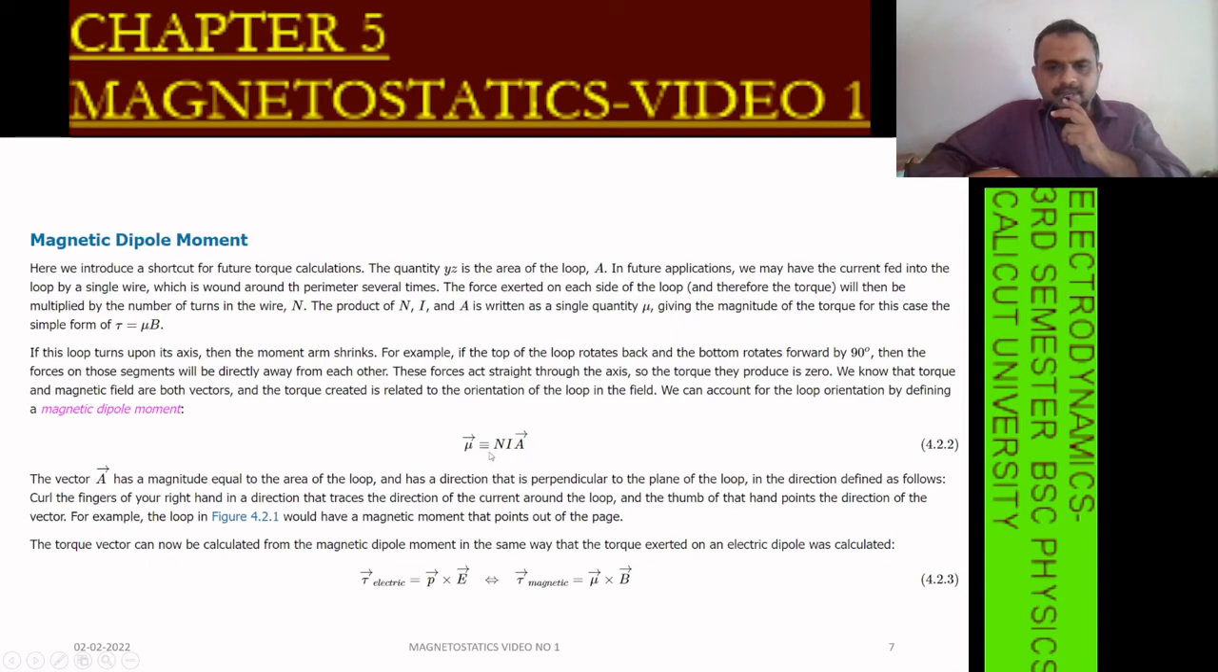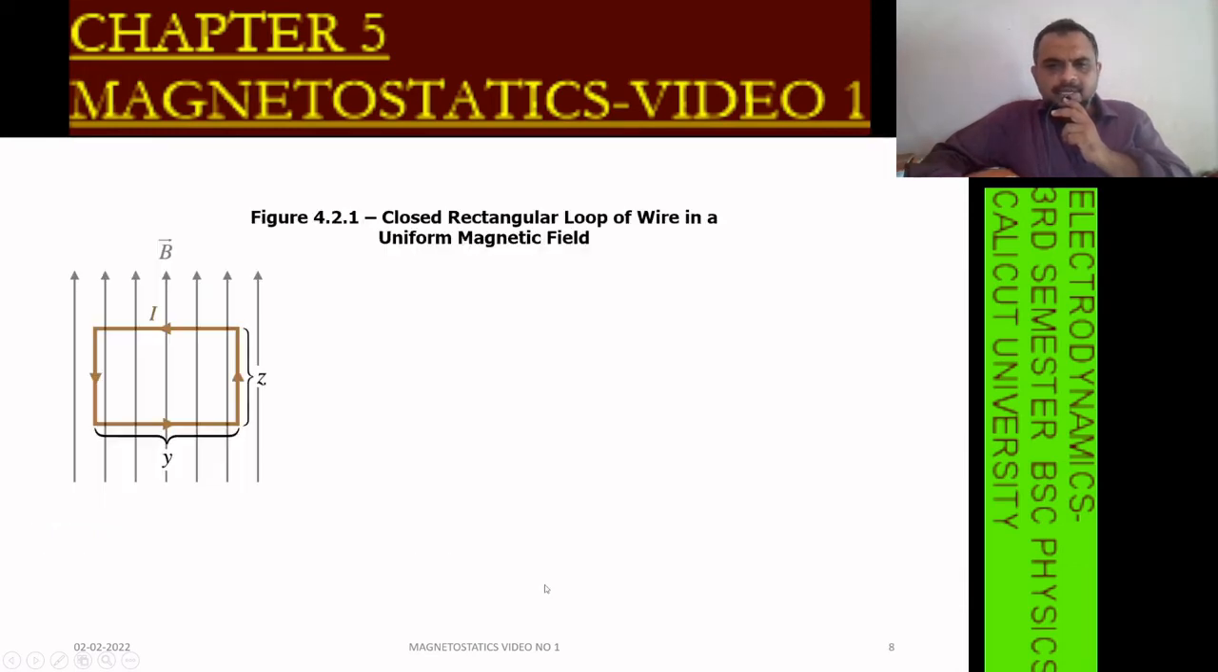So mu is the magnetic moment that depends on the number of loops. If I am having one electron loop, or instead n electron loops, the total magnetic moment will be the number of loops into the moment of one loop. Similarly, the torque will be more. So if I take the magnetic moment and take the cross product with the magnetic field, I will get the magnetic torque.